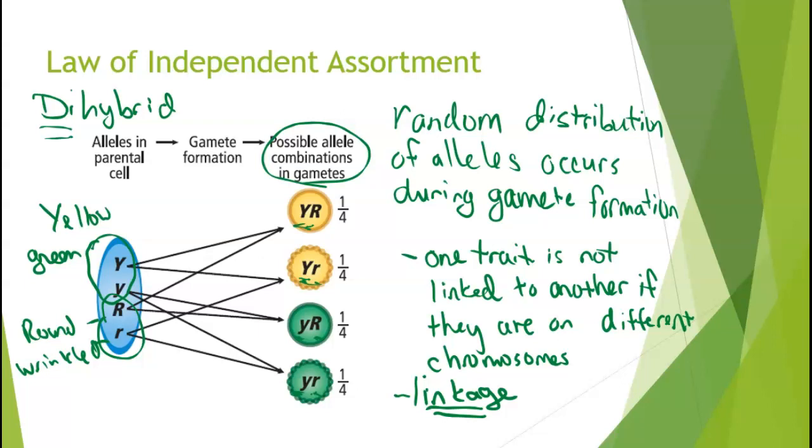But the law of independent assortment is pretty strong and shows that one trait is not linked to the other. And we can see that, right? In these results, you can be green and wrinkled, you can be round and green, you can be round and yellow. There are all kinds of different combinations that are possible because of this independent assortment.